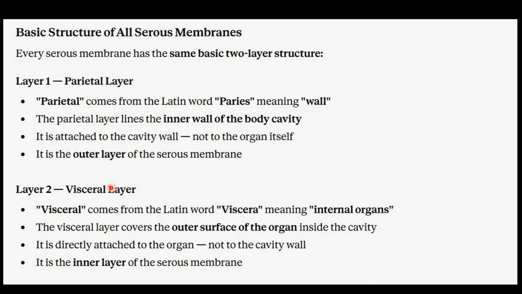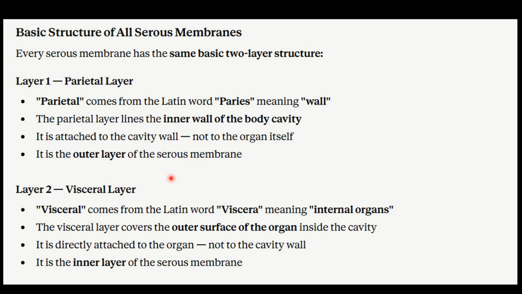So firstly we will talk about layer 1, that is the parietal layer. The word parietal comes from the Latin word paris, which means wall. So the parietal layer lines the inner wall of the body cavity. It is attached to the cavity wall, not to the organ itself. It is the outer layer of the serous membrane.